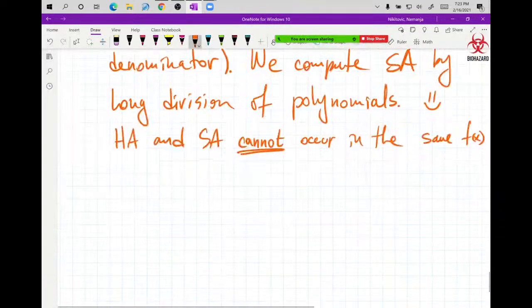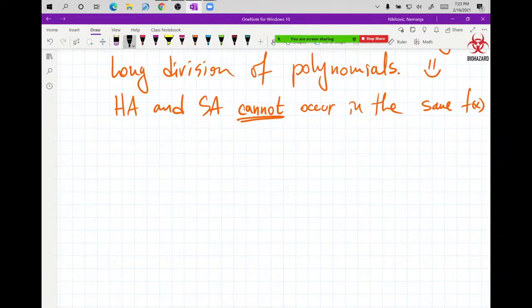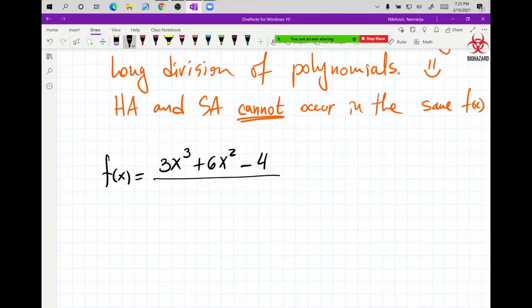So now let's take a look at an example which would have a slant asymptote. f of x equals 3x cubed plus 6x squared minus 4, not 3, minus 4, because I don't want it to factor, right? So just 4 there. And then the denominator is, let's say, x squared minus 1. Great.